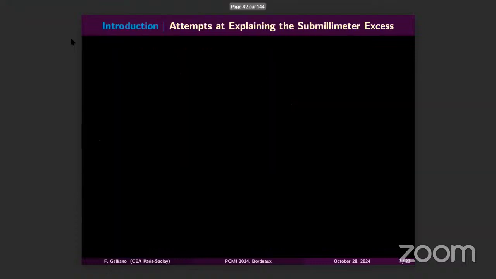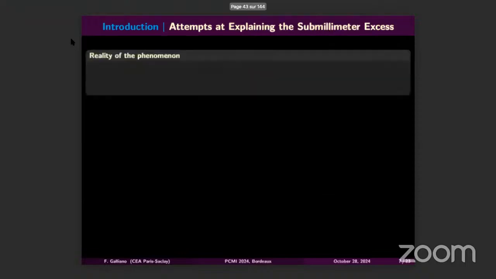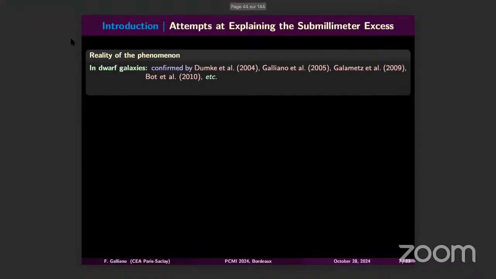So this excess has been studied a lot in the literature. Myself, I look at it once every 10 years. It's really not an artifact. It has really been observed and confirmed by different people with different instruments in different objects. I give a list of a few authors here in dwarf galaxies. It has also been seen in the Milky Way. And the trend that I showed you before, the fact that the strength of this excess decreases with the dust surface density, is also confirmed in the Milky Way at 500 microns.